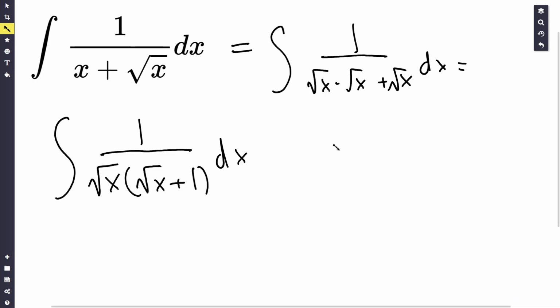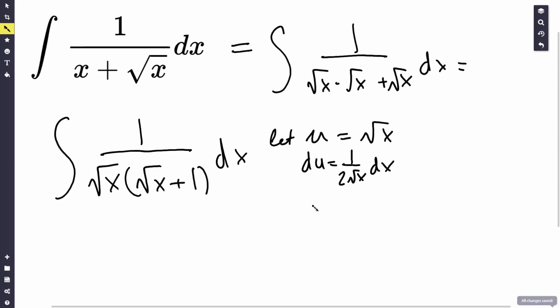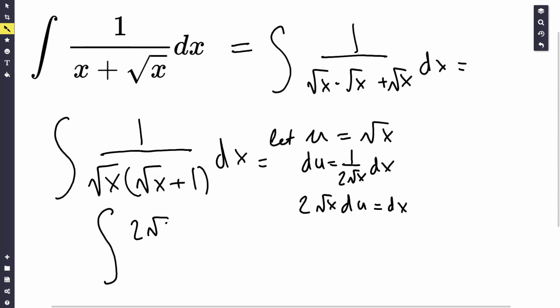Alright, now in this current state, this problem is a simple u substitution. So we can let u equal the square root of x. Now take a derivative: du will equal 1 divided by 2 square root of x dx. Now we can isolate dx and we'll just have 2 square root x du equals dx. So now we can substitute that back into our original integral. So we'll have 2 square root x over square root x times the square root of x plus 1 du.